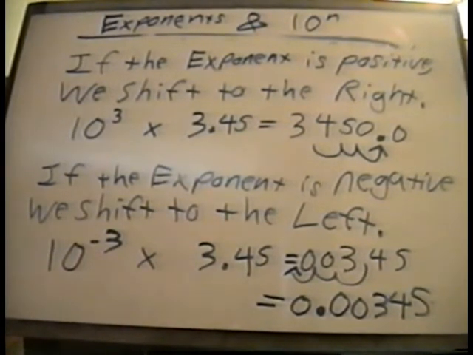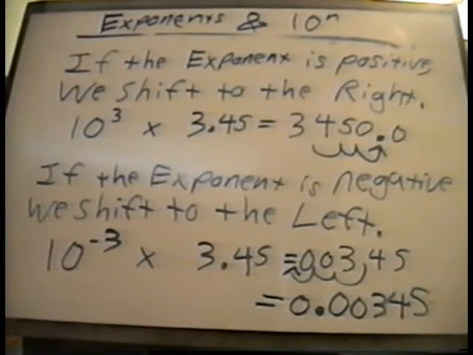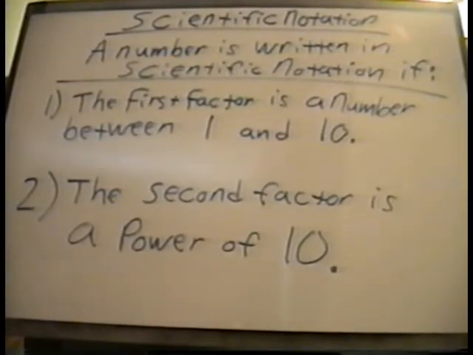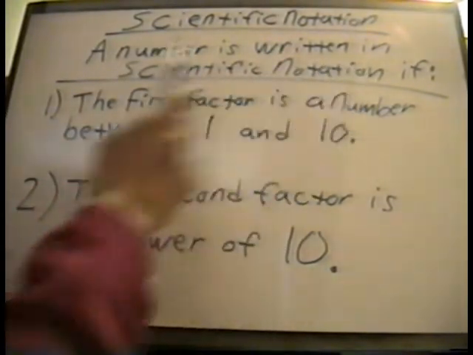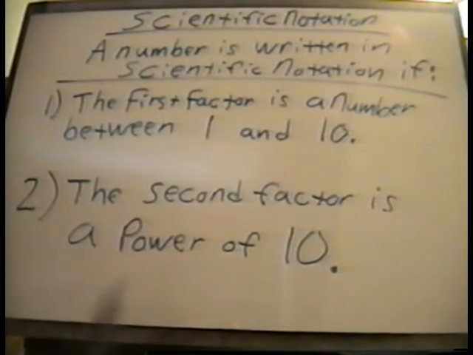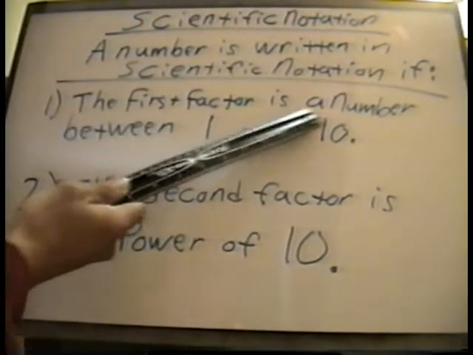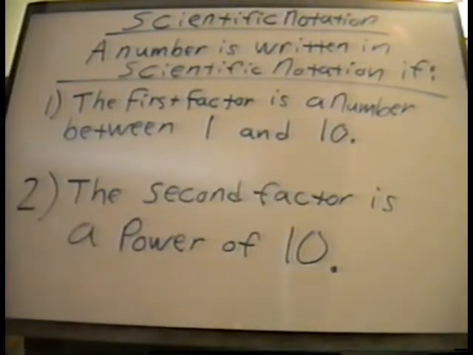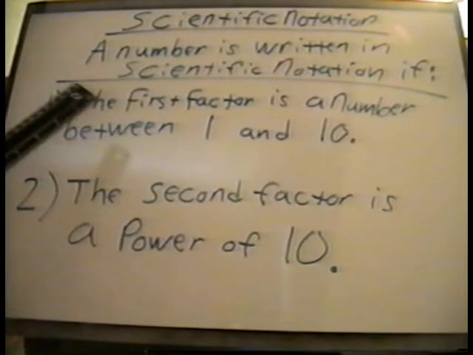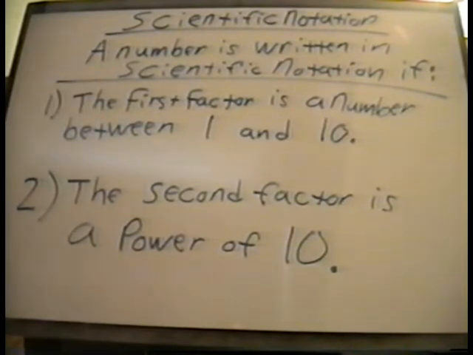Now we're getting into scientific notation. You must know this. Please write this. A number is written in scientific notation if the first factor is a number between 1 and 10. You have two conditions for a number to be written in scientific notation. The first factor must be between 1 and 10, and the second factor is a power of 10.